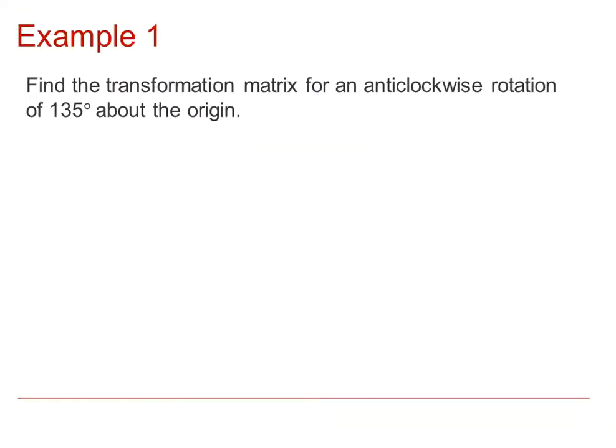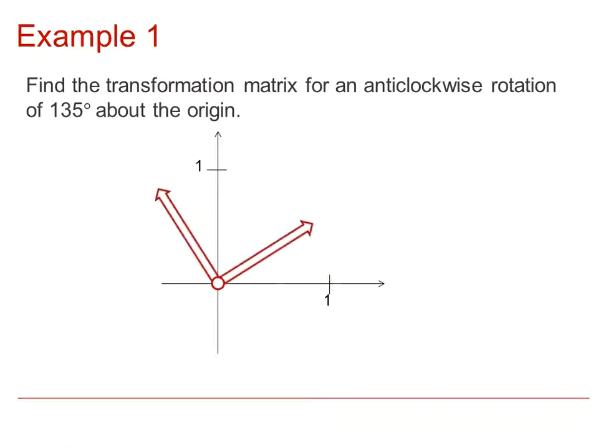So example 1. Can we find the transformation matrix for an anti-clockwise rotation of 135 degrees about the origin? We're going to do this geometrically and then see it done using a formula. So we're going to take 1, 0 and 0, 1, our thumb and index finger, and we want to create a 135 degree rotation about the origin.